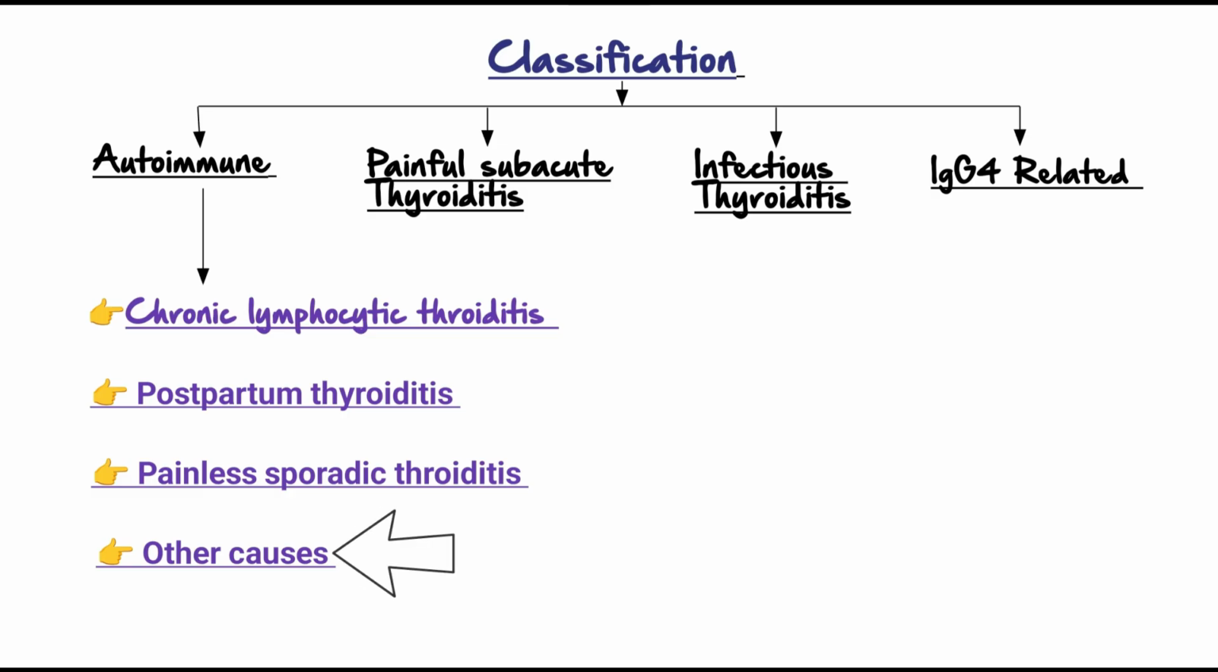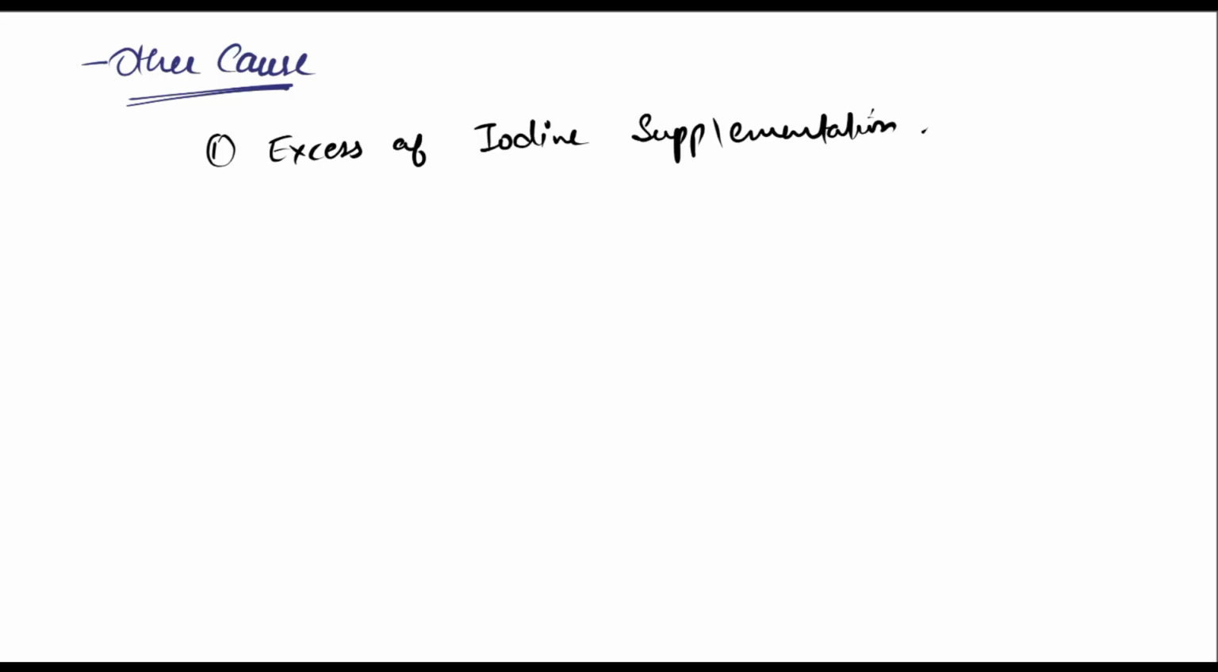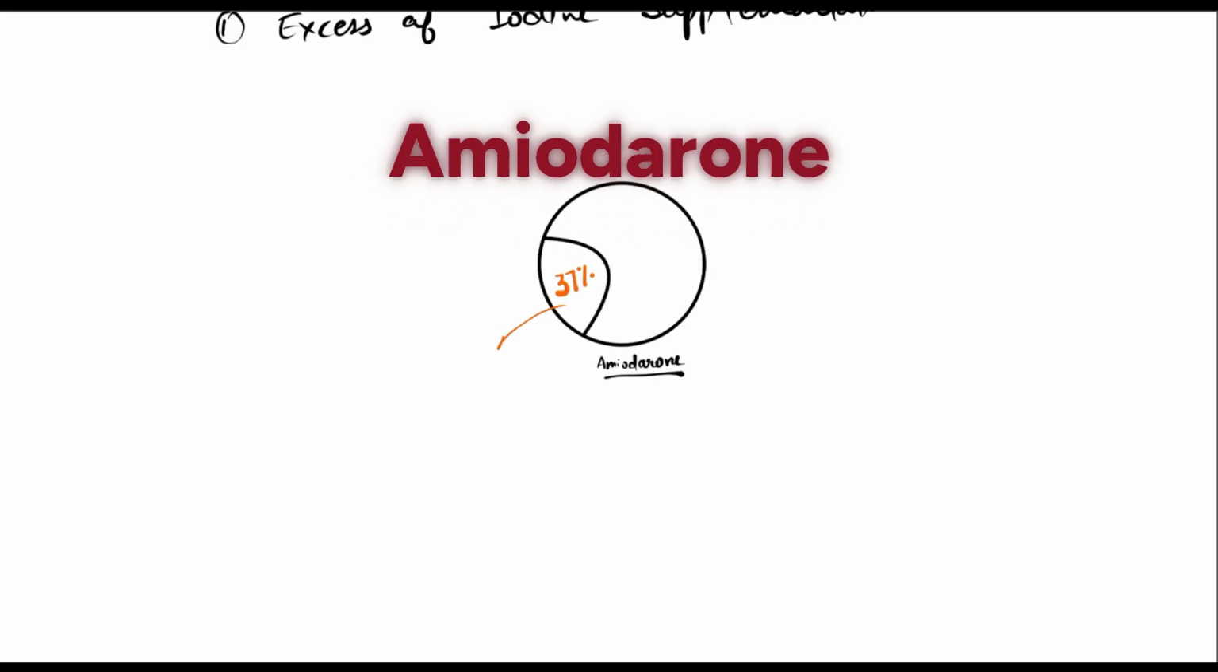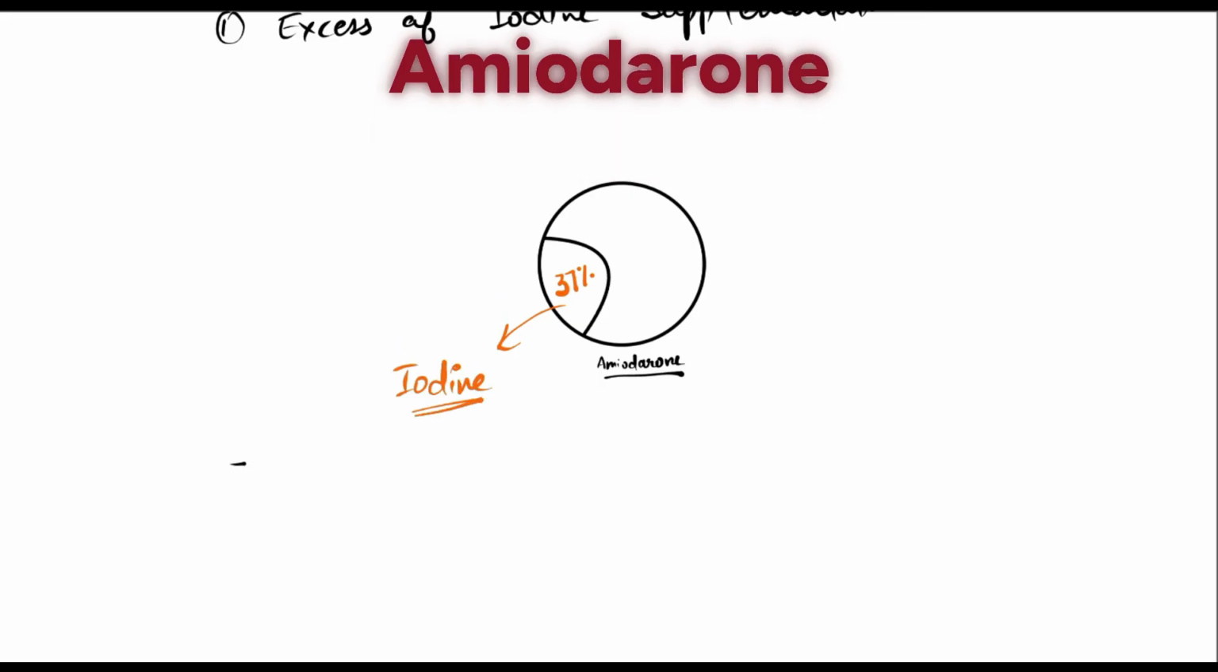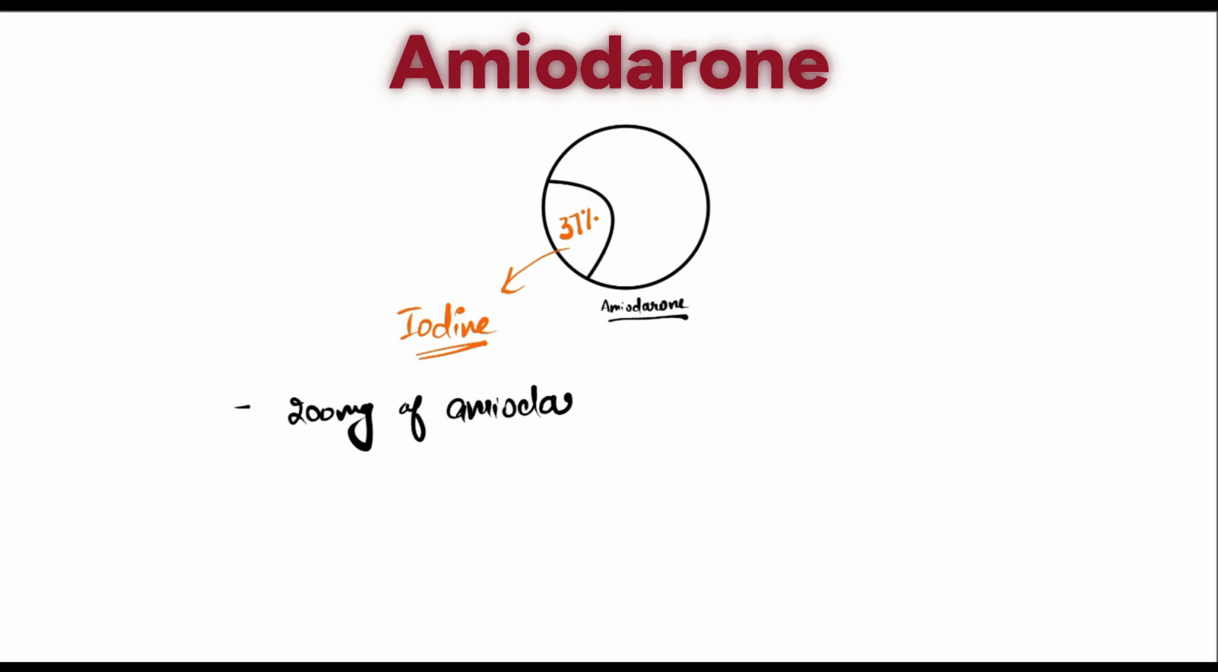Now the other causes of thyroiditis. Excess dietary iodine supplementation is a cause of autoimmune thyroiditis, which we will discuss in part 1. And other certain medications include amiodarone. Amiodarone contains 37% iodine by weight, that is, each 200 mg tablet delivers 75 mg of iodine.